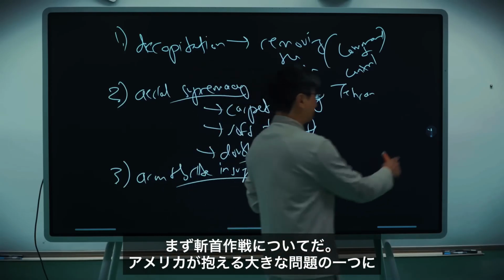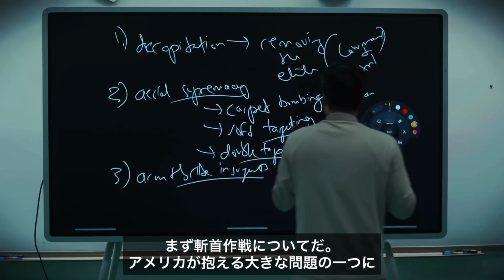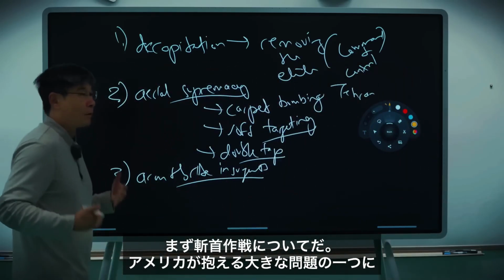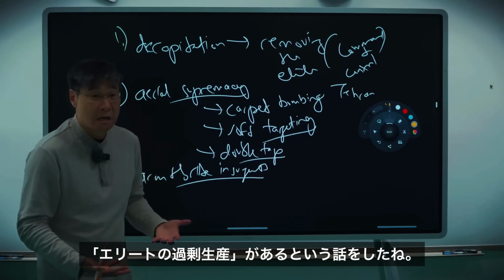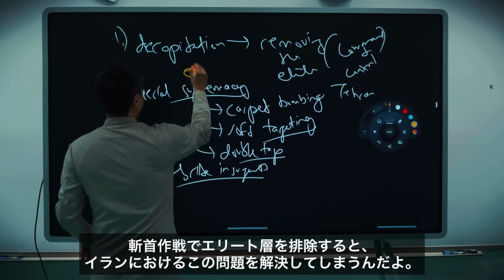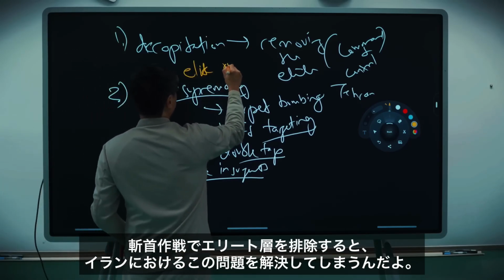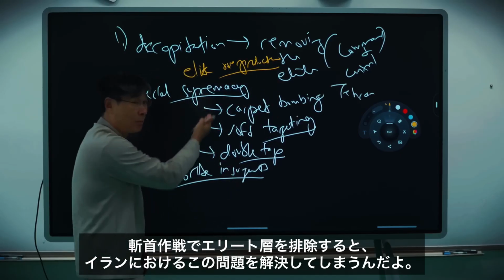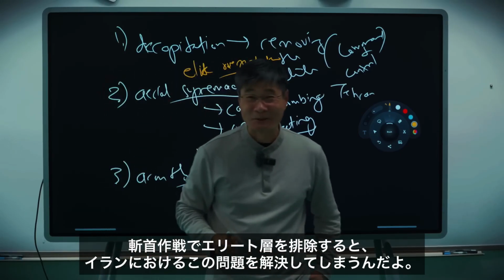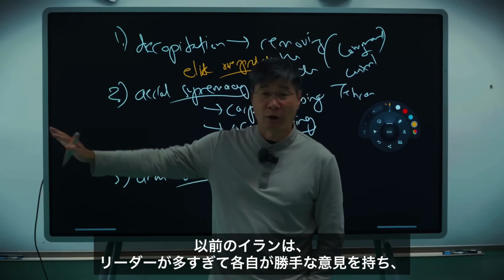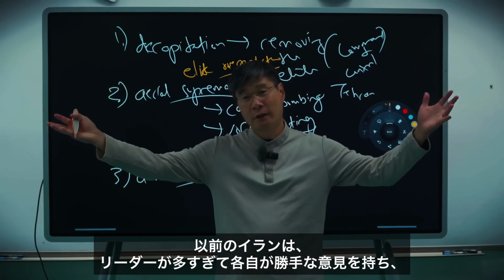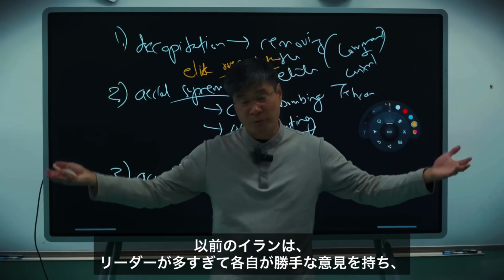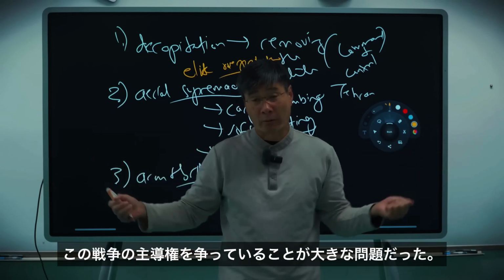All right, decapitation. We just said that one major problem for America is elite overproduction, right? Well, with decapitation, what you're doing is you're solving this problem for the Iranians, right? Before, the huge problem for the Iranians was you have too many leaders and they all have their own stupid opinion and they all want to lead this war, right?